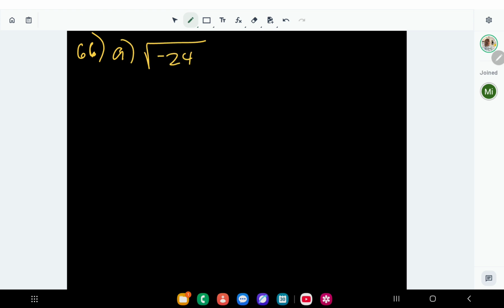Square root of negative 24. So 24, you can write this as negative 6 times 4, and 4 is a perfect square. So this is just 2i square root of 6.